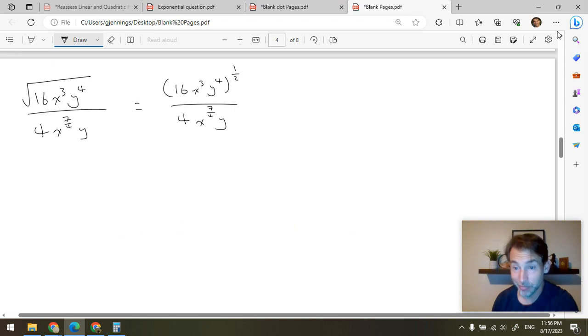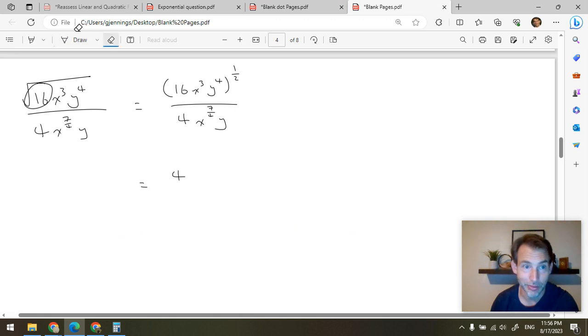Now we need to do this in BEDMAS order. So we have to do this exponent first before we do the division. The exponent comes first, and then this division comes second. All right, so let's go ahead and do just that. We're going to do that exponent on top. 16 to the 1/2 is just 4. That's the square root of 16.